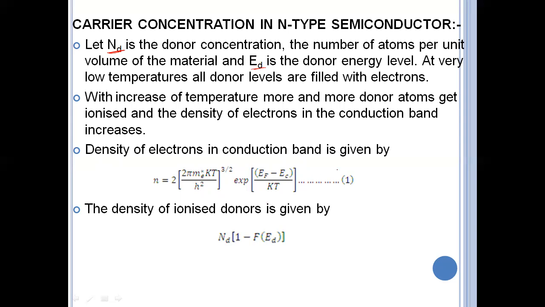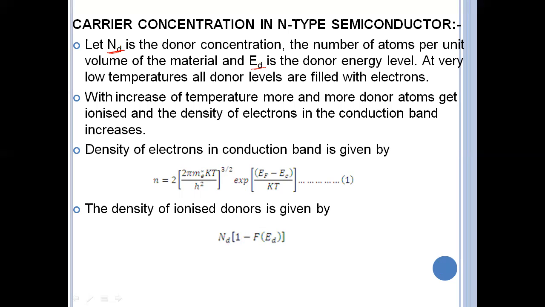The density of electrons in the conduction band, according to the intrinsic semiconductor, is given by n = 2 (2π m* kT / h²)^(3/2) exp((EF − EC)/kT). This is the expression for the number of electrons in the conduction band. Now we have to get an expression for the number of ionized atoms in the donor level. How many ionized atoms will be there? That is the donor concentration times the probability function. The donor concentration is ND and the probability function is 1 − f(ED).